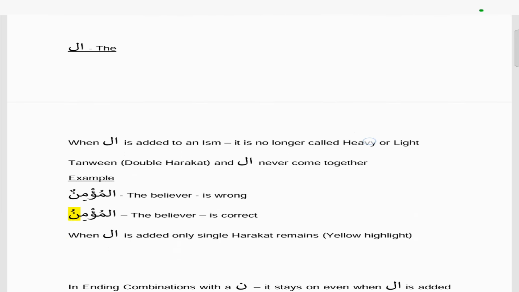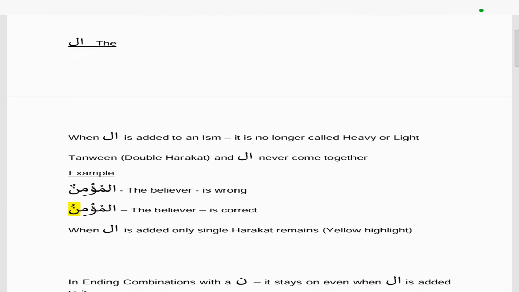With the concept of al, when al is added to an ism, al usually means "the." When al is added to an ism, it is no longer called heavy or light. You can't say it's light or heavy when it has an al on it. One of the things you should always remember, one of the fundamental rules, is that at-tanween, which means a double harakat, and al can never come together. You'll never see an al with a tanween, a double harakat, on it as well.